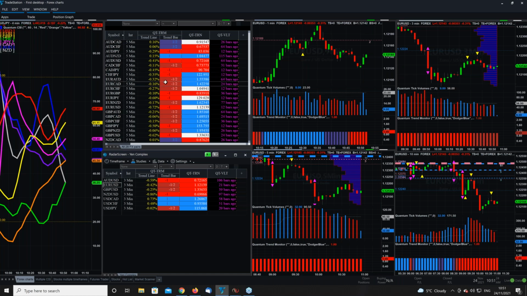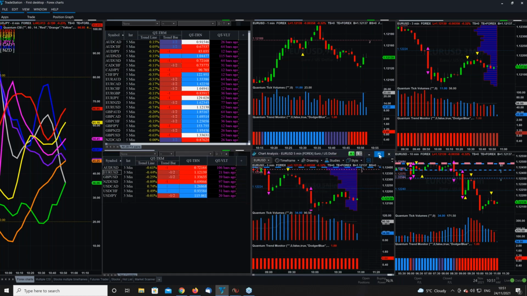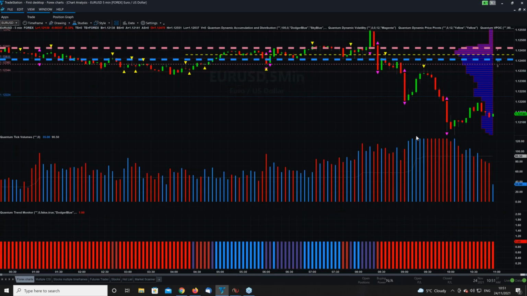The euro here, you can see this is on the trend monitor. This is the trend dots, but you can see there's been a decent amount of selling on the euro, starting to recover a little bit. We pop down onto this 5 minute. Some nice examples of several things here.